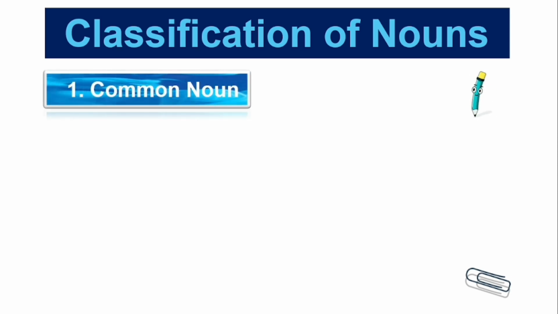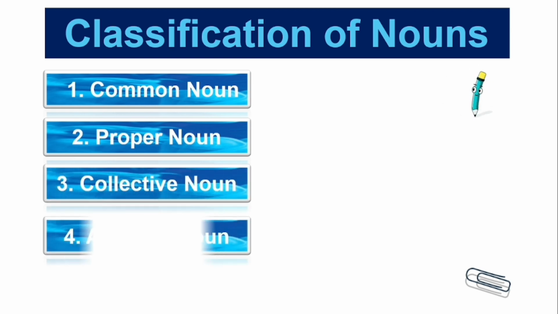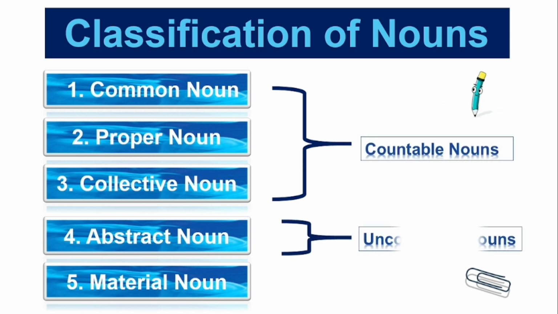So dear learners, classification can be done on two bases. Firstly, on the type of noun. On the basis of types, there are 5 types of noun: common noun, then proper noun, third collective noun, fourth abstract noun, and the last is material noun. So these are the normal types, or you can say kinds of nouns, right? The second classification can be done on the basis of number or quantity.